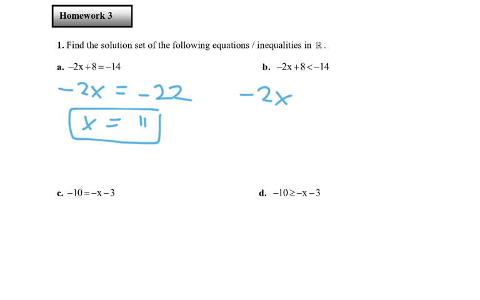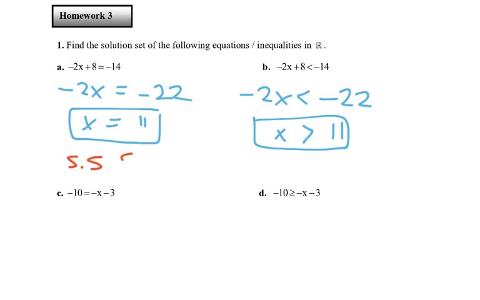We're going to subtract 8 from both sides. However, this time when we divide by negative 2, we get positive 11 on the right hand side, but we have to switch our sign around because we're dividing by a negative number. And then the important thing here is to write our solution set properly. So here our solution set, we can use listed form.